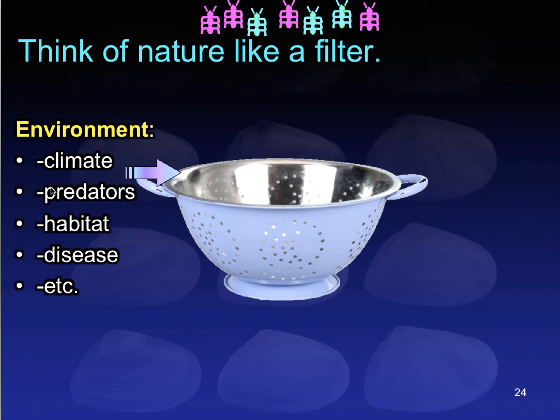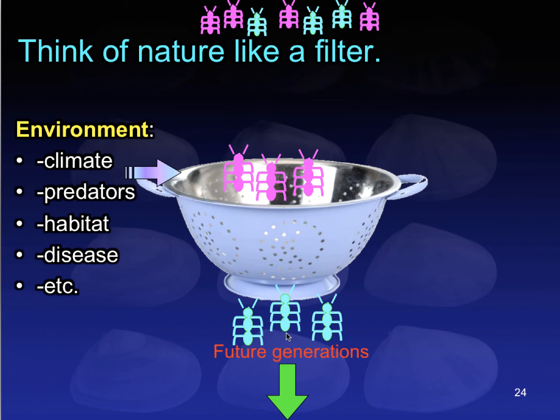Essentially, the environment here is acting like a filter. Nature is like a filter. Let's say that these little bugs up here represent the variation that you might see in a population, but because of climate issues, predators, habitat issues, the presence of disease, and all kinds of other natural filtering mechanisms, not all of these individuals are going to make it. Some are going to be able to make it through the filter. And of course, the ones that make it are the ones that are going to be the future reproducers. They're the ones that are making the babies into the future, not the ones that didn't make it.